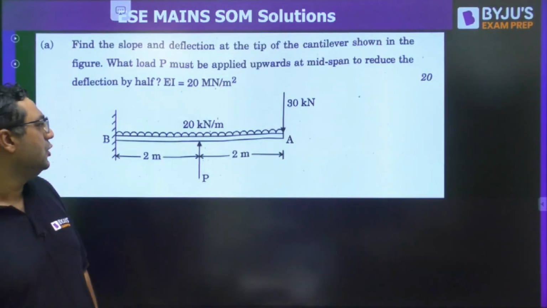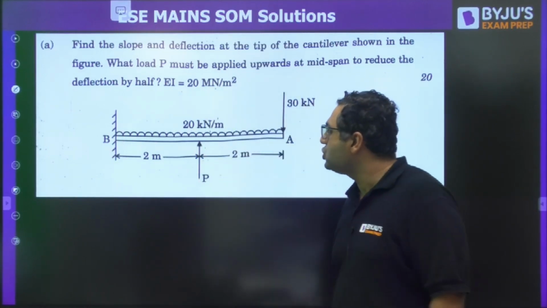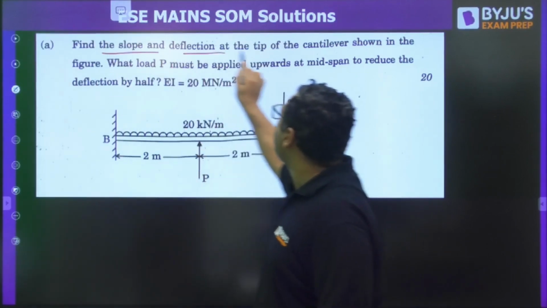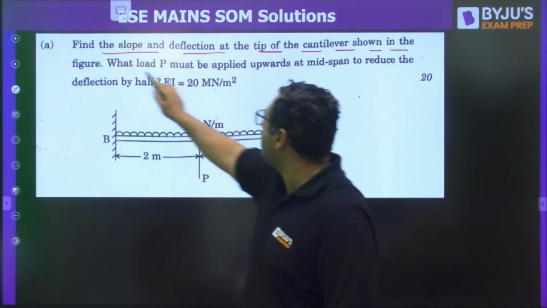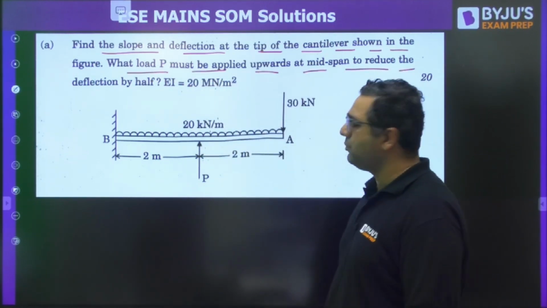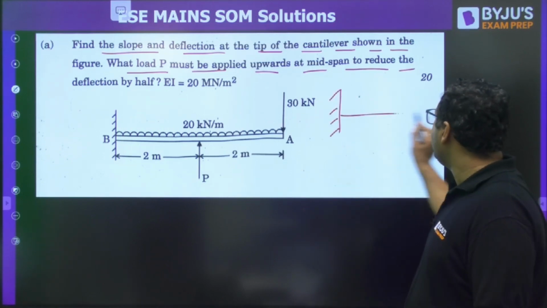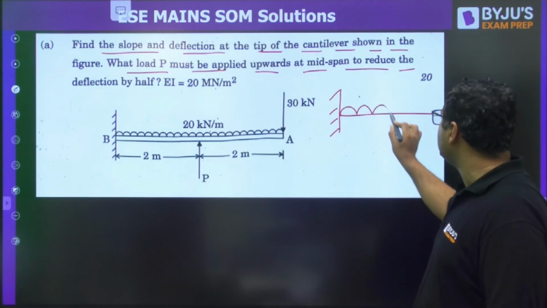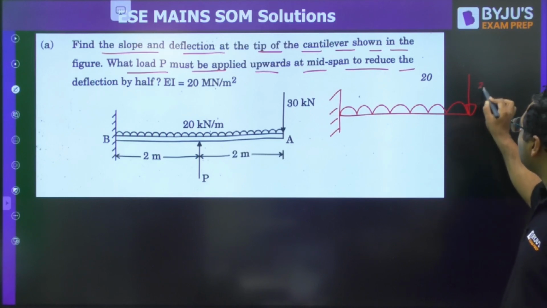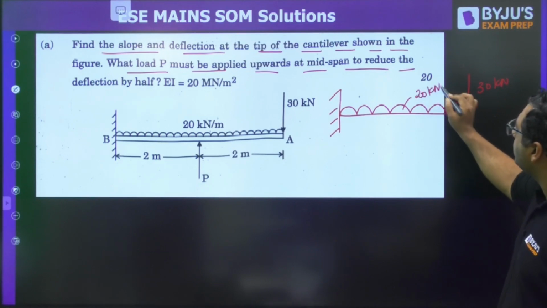This is from the deflection of beams. This question is part of the non-compulsory questions. Find the slope and deflection at the tip of the cantilever shown in the figure. What load P must be applied upward at mid-span to reduce the deflection by half? So my dear, first of all, we have a beam on which a UDL is acting like this, and along with that a point load is applied. This is 30 kilonewton and this is 20 kilonewton per meter.